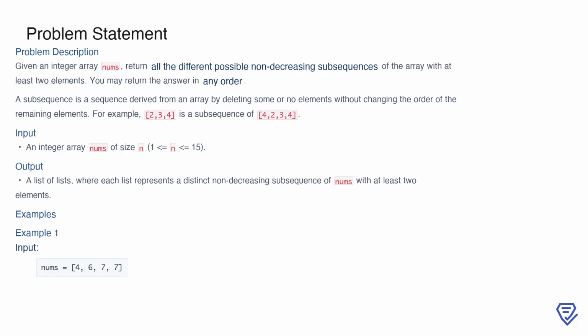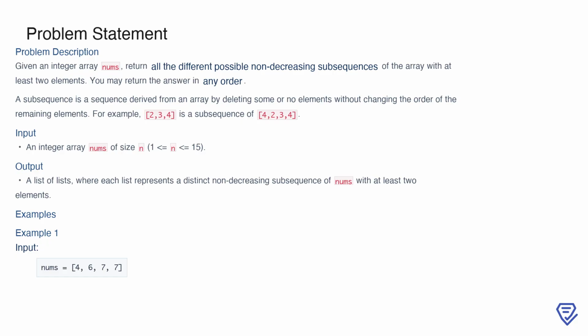For the input, we're given an array of integers called nums, and the output is a list of lists where each inner list represents a valid increasing subsequence. Importantly, the output does not need to be in any particular order. Any order is acceptable as long as all valid subsequences are included. Let's look at an example to better understand this concept.